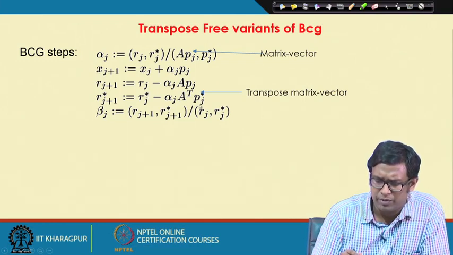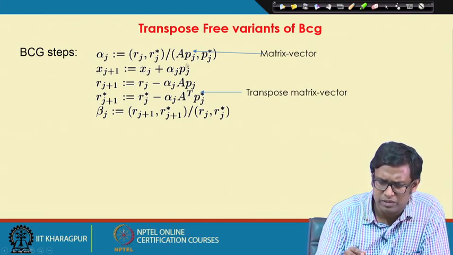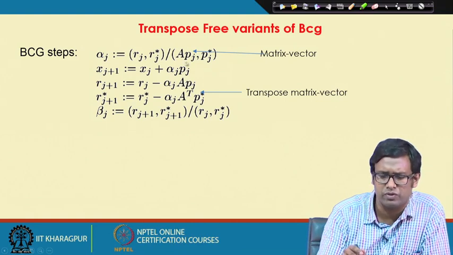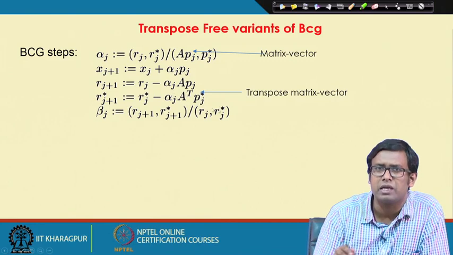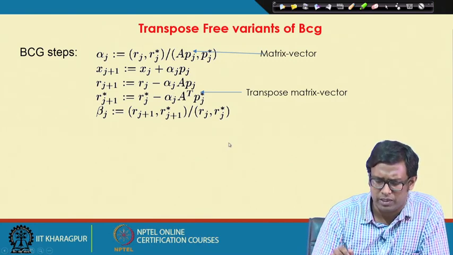This is the matrix-vector product. The same matrix-vector product is used here, so once we compute it we can store it. This is the transpose matrix-vector product, and we are specifically trying to eliminate this particular step.